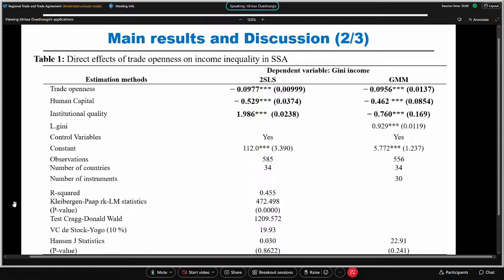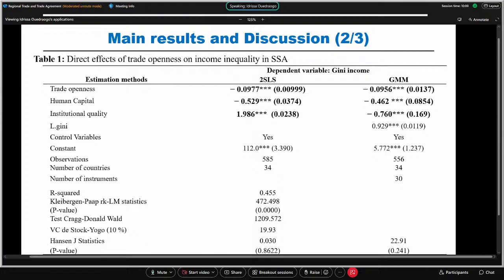So, trade openness directly reduces income inequality and indirectly through improvement of institutional quality, development of human capital, and also increases of economic development measured by GDP per capita.